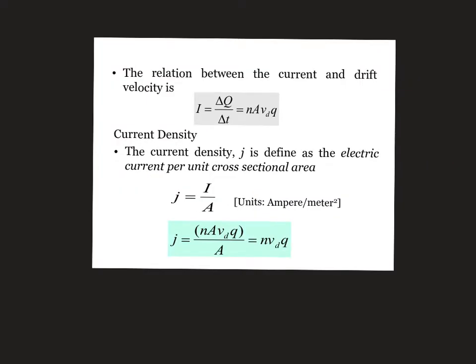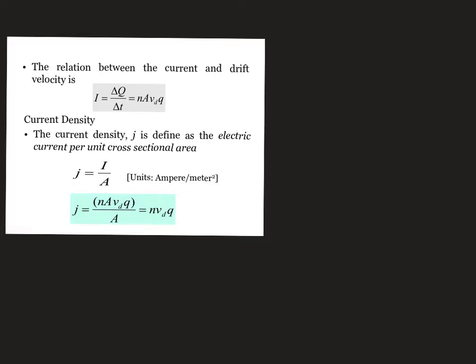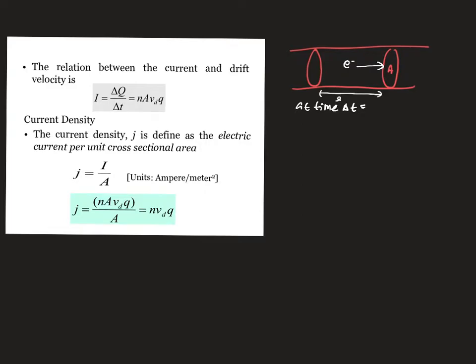Okay, now we are going to derive a formula which relates current density with drift velocity, length, and time. So you have a wire with a cross-sectional area A. You have electrons that are going to pass through the cross-sectional area of the wire, which means that at time t, the electrons are going to move some length L. Based on our knowledge, velocity is length over time, so length equals velocity times time.